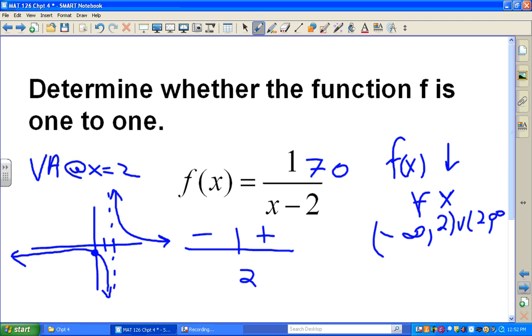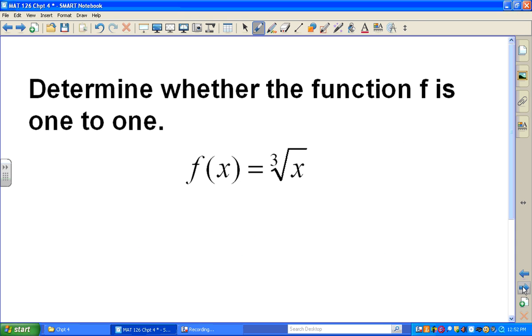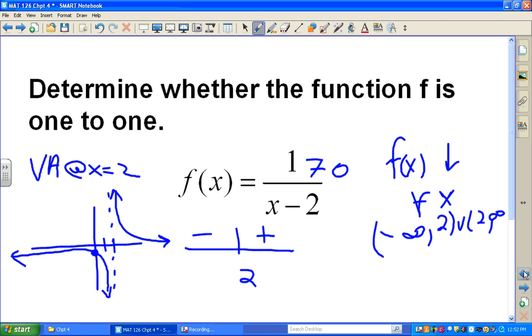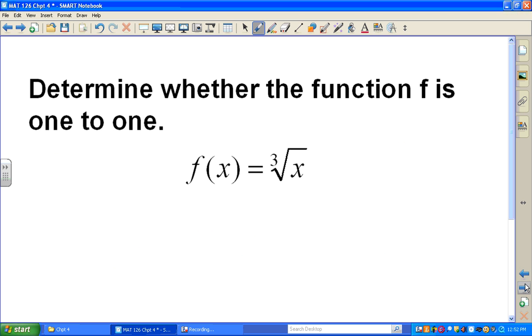How do you know if it's not decreasing? It'll show up, I think, if it's not decreasing or increasing. But I think in that one, it always is. What about in this one? Yeah, it was. Okay? So that one is 1-to-1. This next one: is the function the cube root of x 1-to-1?